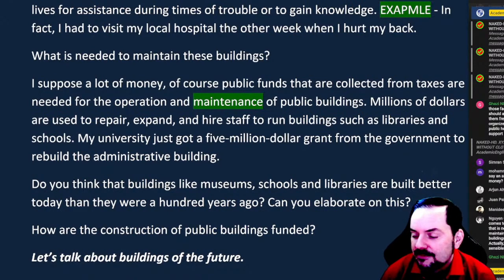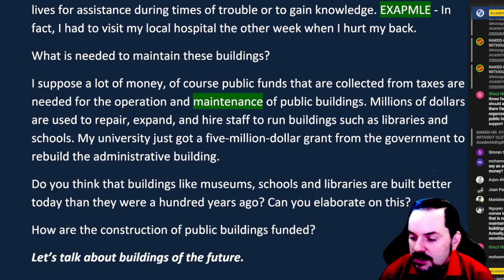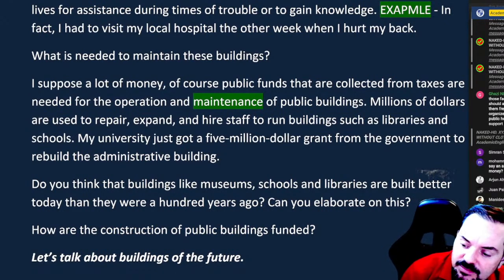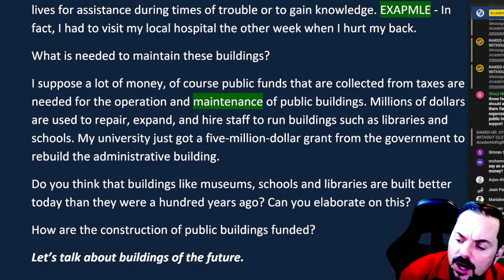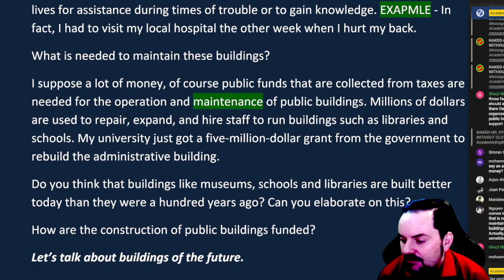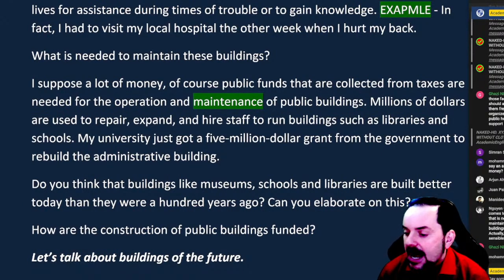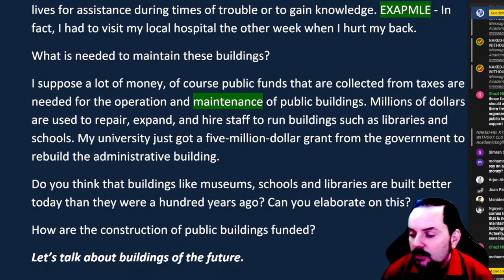Nguyen Quan says, for me, when it comes to maintenance, it is money that is needed the most for maintaining operational activities of buildings as well as their functions. Quan, you're repeating yourself. Operational activities and functions, it's the same. Okay, don't repeat yourself. Actually, a funding program is sensible. Sure, it's sensible, but what is needed?